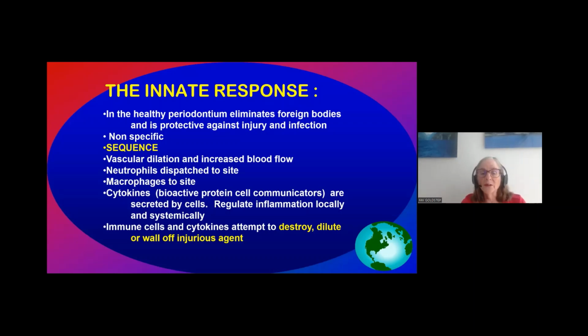Now, the cytokines are another important factor. They are bioactive protein cell communicators. They've got all these long, fancy names, but they're communicators. They get the information from one place to the other, from one cell to the other, and they help with the regulation of the inflammatory response and also the way of stopping it when it is in the beneficial inflammatory stage. So they regulate inflammation locally and then also systemically. The immune cells, neutrophils and macrophages, and the cytokines are the way that the body attempts to destroy, dilute, or wall off the injurious agent.